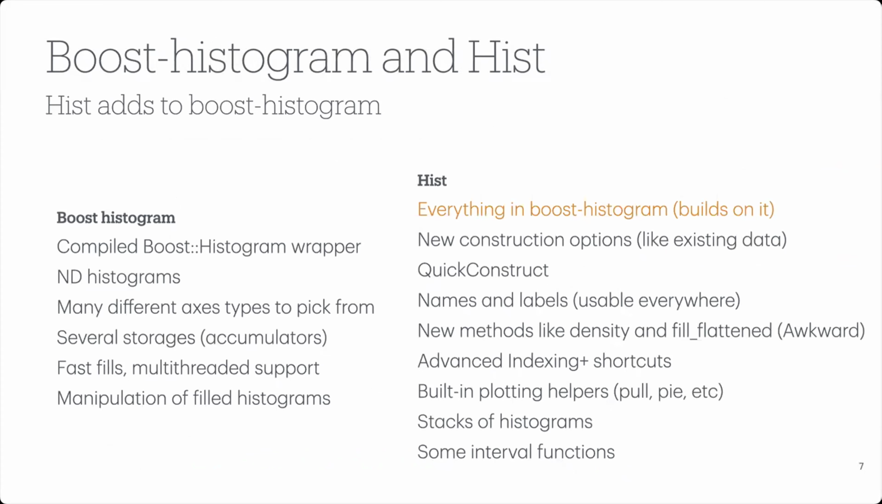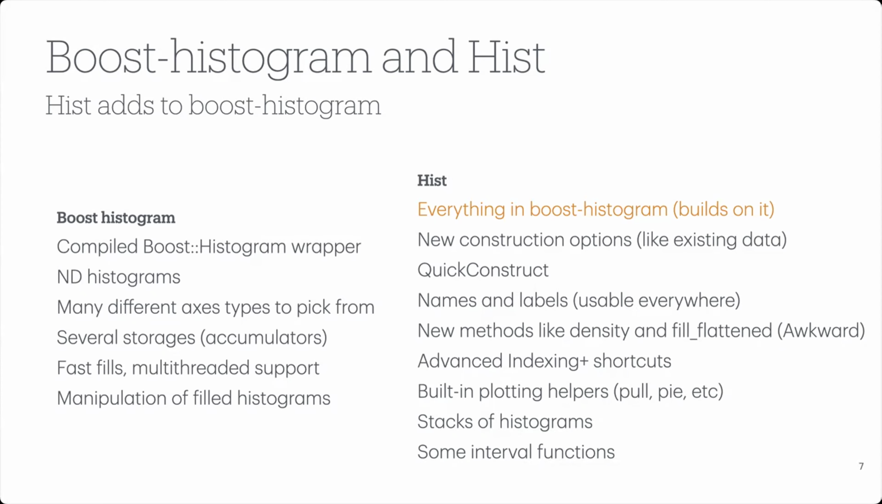So this is a comparison of boost-histogram and hist. Boost-histogram has a bunch of different core features. It's really just compiled code that sits on top of the Boost.Histogram library. It supports histograms from 1 to 32 dimensions, many different axes types, different storages, multi-threaded support, and has the ability to manipulate filled histograms. And hist adds things on top, so it's the same thing. It just inherits from boost-histogram, but then it adds extra features.